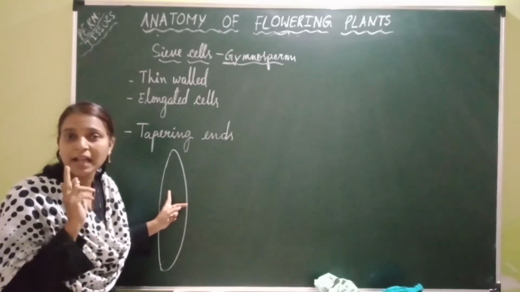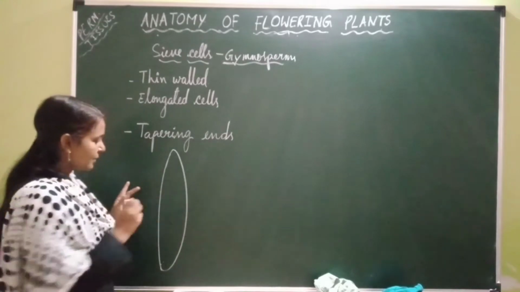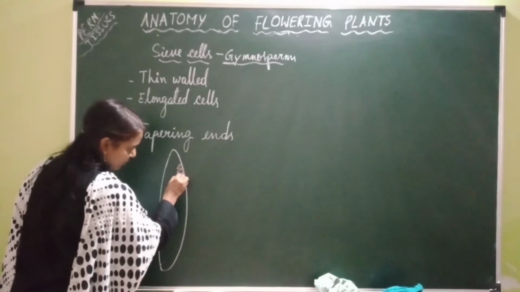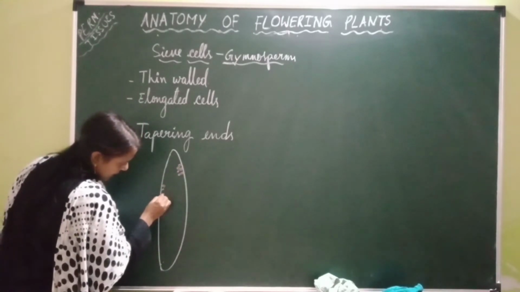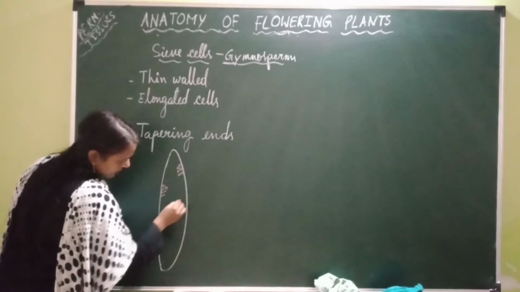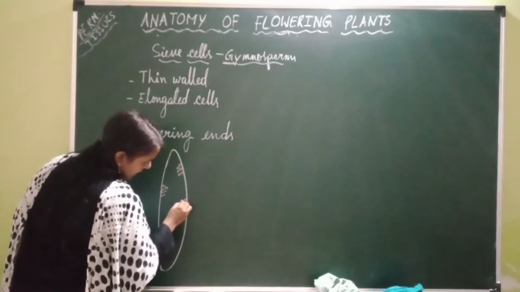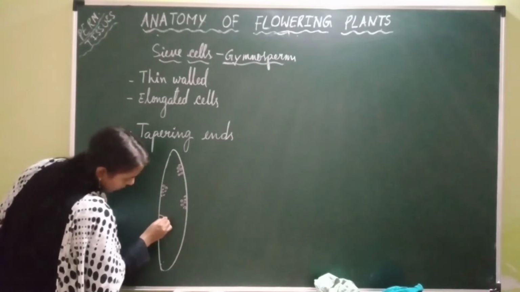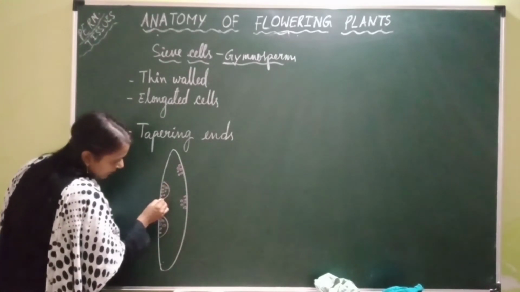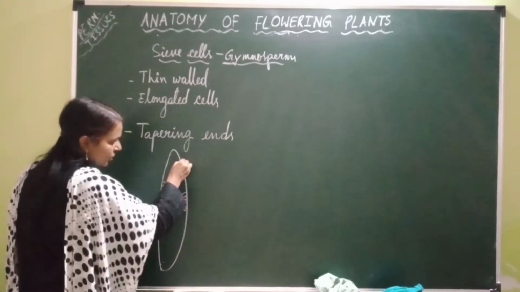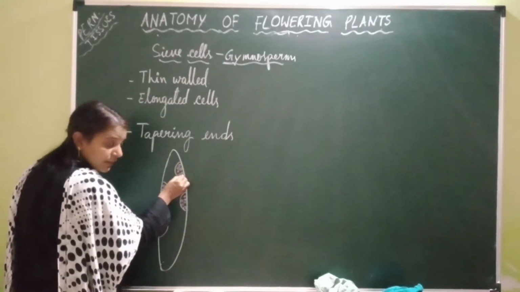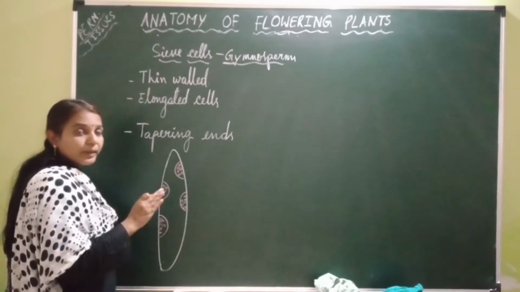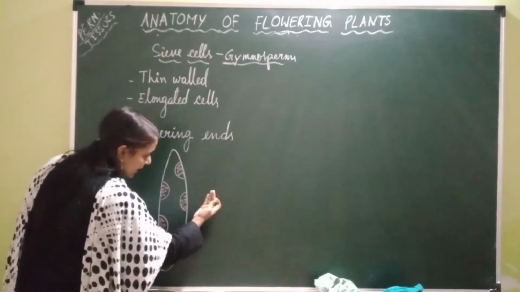But here sieve plates are absent, and sieve pores are present towards the lateral walls, towards the lateral sides of the sieve cell, and the areas where the sieve pores are present are called sieve areas. The pores present in the sieve areas are involved in transport of food material from one sieve cell to another sieve cell.